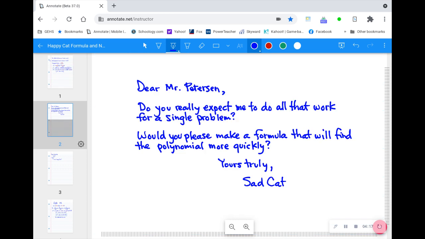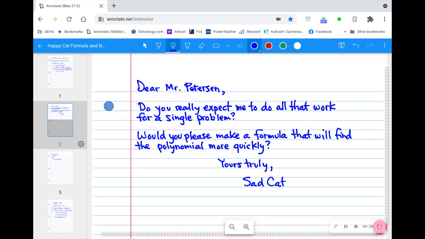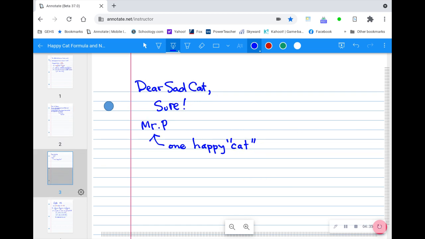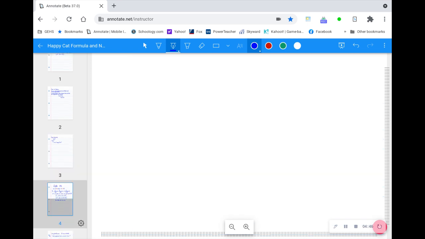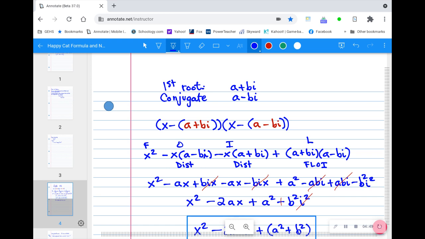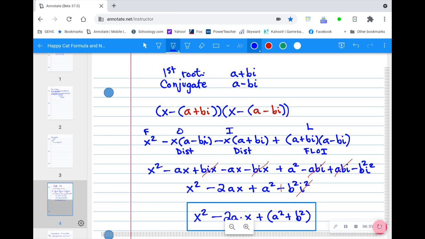So you might feel like this student. Dear Mr. Peterson, do you really expect me to do all that work for a single problem? Would you please make a formula that will find the polynomial more quickly? Yours truly, Sad Cat. So I wrote this student back. Dear Sad Cat, sure. And I'm generally a happy person, so I'm going to call this my Happy Cat formula. Just a random name I came up with. It's a specialized formula. It's not used very much, just used in this context.